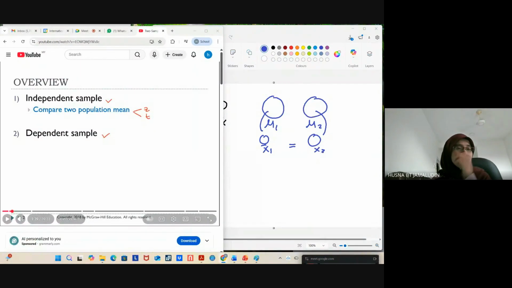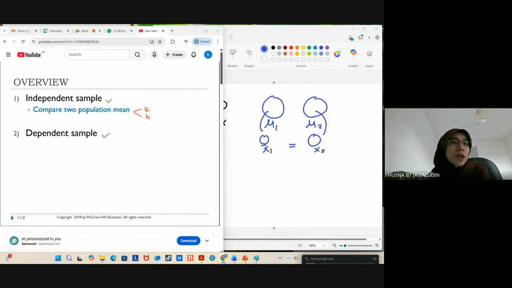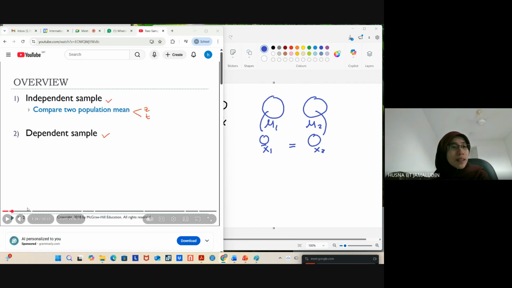So in the second part of the hypothesis, for two sample, you're going to have two things: independent and dependent. Under independent, you're going to have Z and T, and I'm assuming that you know when you're going to use Z and when you're going to use T. While for dependent, you will be only looking at T statistics. So only two things that we're going to focus on today.